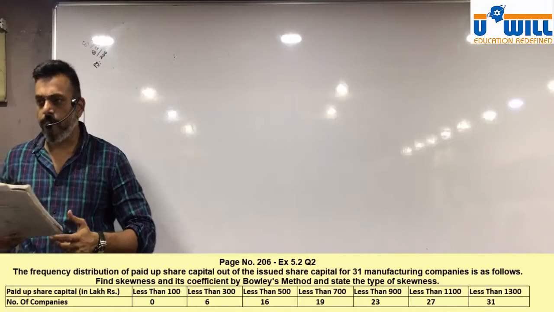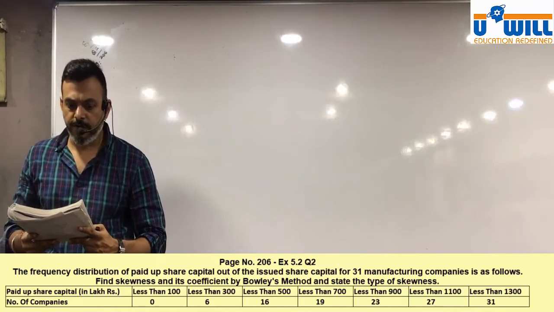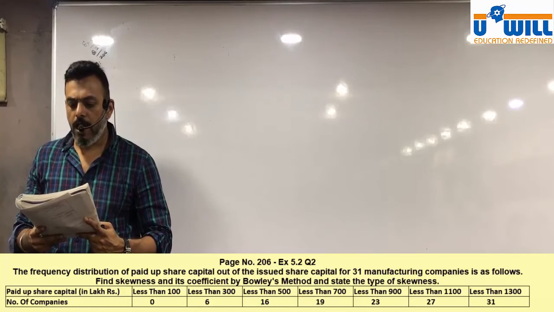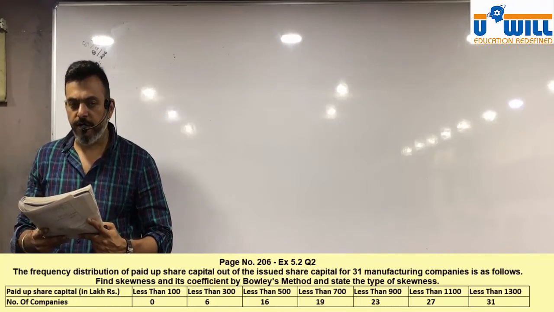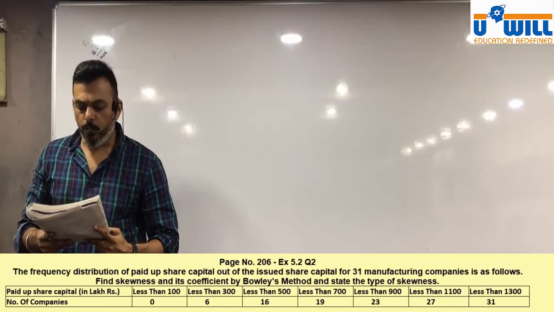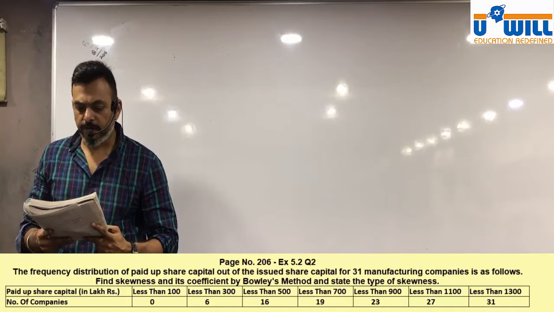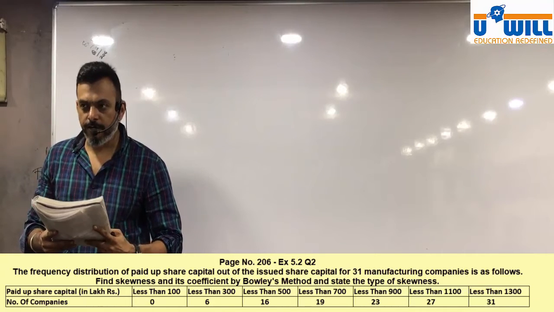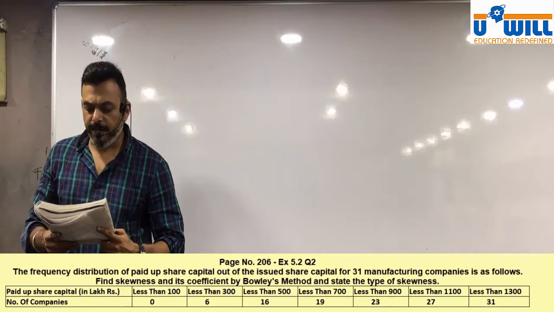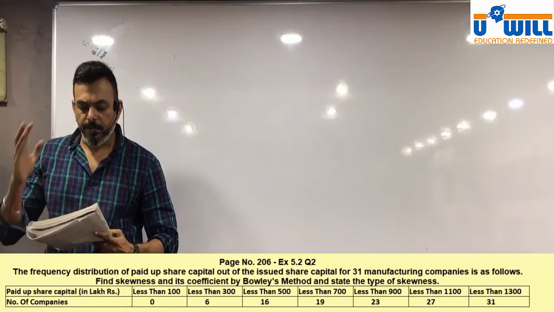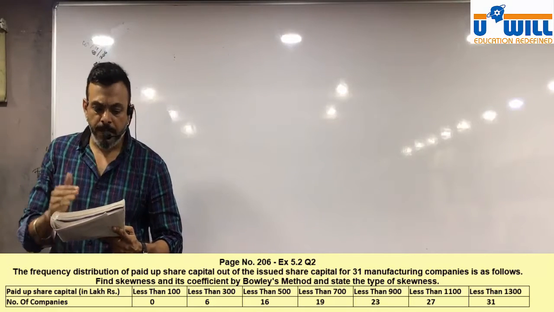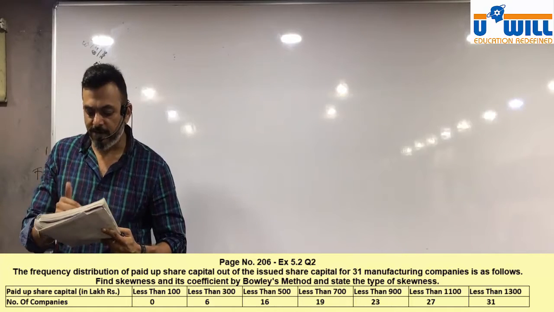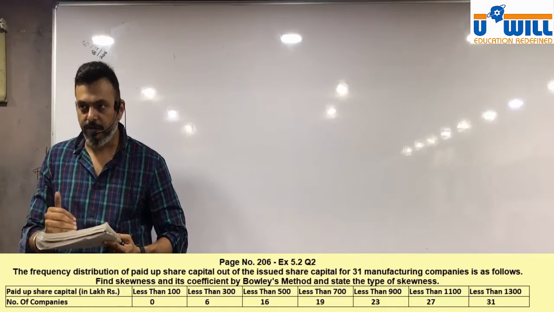Exercise 5.2, question 2. The frequency distribution of paid up share capital out of the issued share capital for 31 manufacturing companies is as follows. Find skewness and its coefficient by Bowley's method and state the type of skewness. Now it's a typical sum, because here you have paid up share capital which is less than 100, less than 300, less than 500, less than 700.